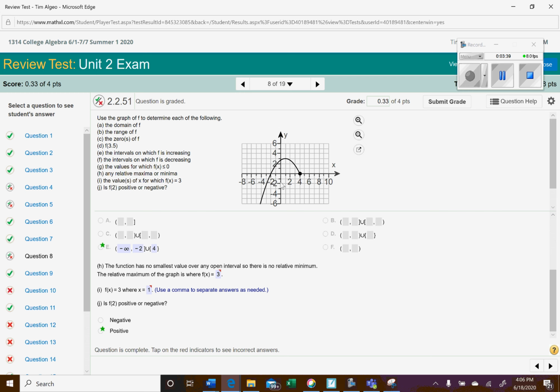Then it says f of 2 is a positive result, which looks like you got that. That's fine. Okay, let's see. Moving on to question 10.